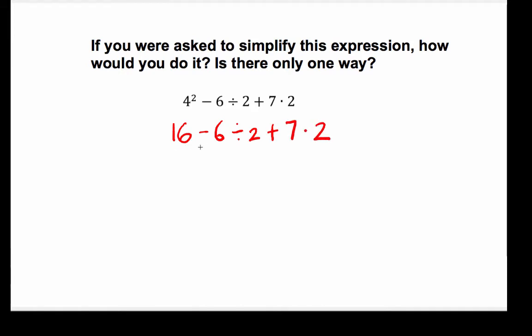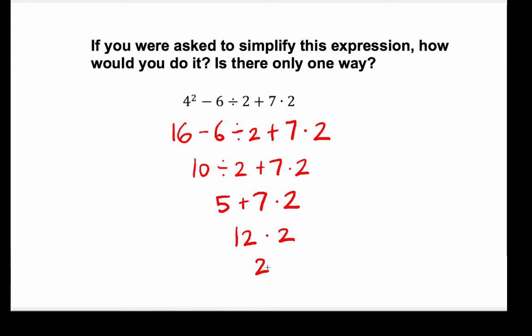Next, I will just do 16 minus 6, which is 10. And you can see I'm just doing one operation at a time. 10 divided by 2 is 5. So I will write 5 plus 7 times 2. Well, 5 plus 7 is 12 times 2. 12 times 2 is 24. So the person who looks at this problem and says, oh, I just calculate from left to right, will get an answer of 24. I'm going to write 24 off to the side here.